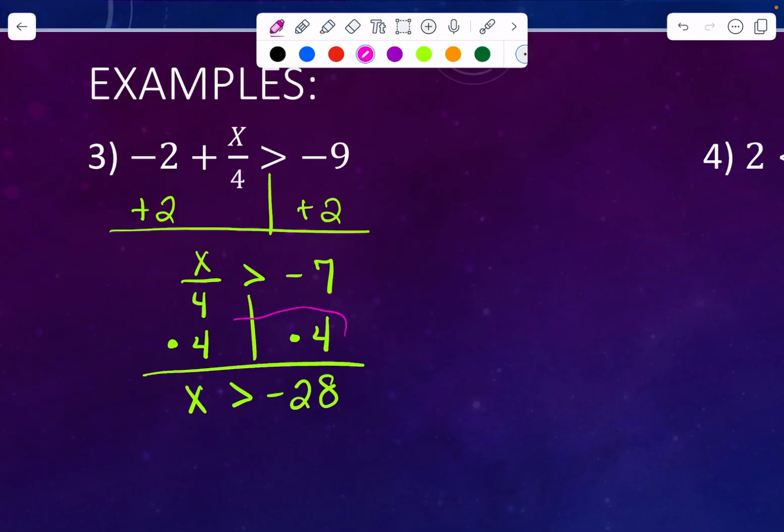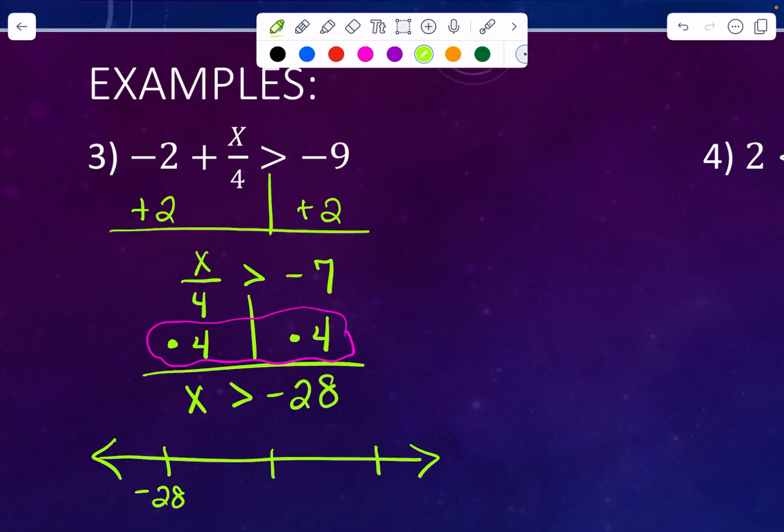I did not multiply both sides by a negative. I multiplied by a positive 4. So that's why my inequality symbol stayed the same. So now I come down here to graph it. I go negative 28, 0, and 28. And I'm going to do an open circle, and I'm going to shade to the right.